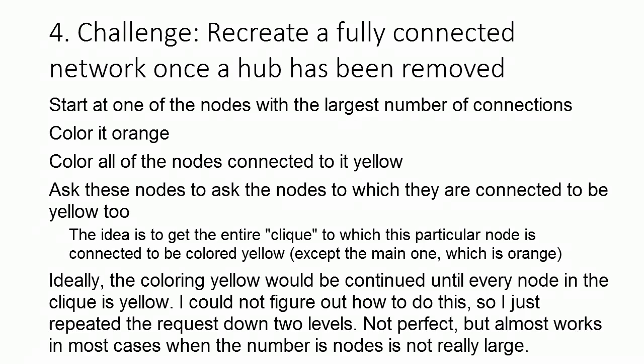Color that one orange. So now we know this is the hub we want to make sure everybody gets connected to one way or the other. Color all of the nodes connected to that one, say yellow, and then ask all these yellow nodes to ask the nodes to which they're connected to be yellow too. The idea is to get the entire clique to which this particular node is connected to be colored yellow, except not recoloring the focal node, which we will want to leave orange. Ideally, the coloring yellow process would be continued until every node in the clique is yellow.